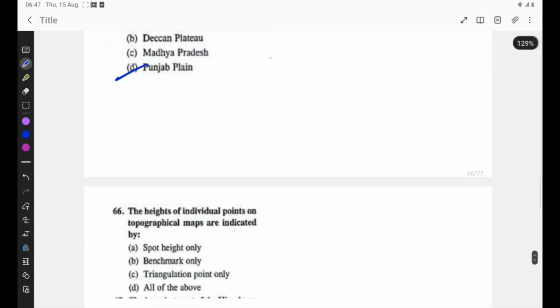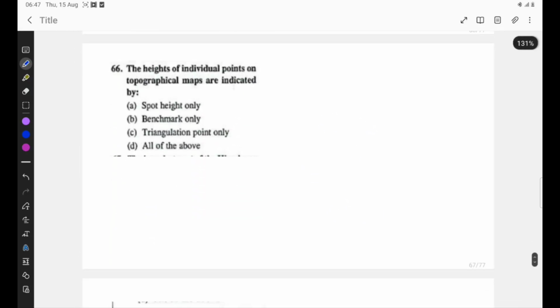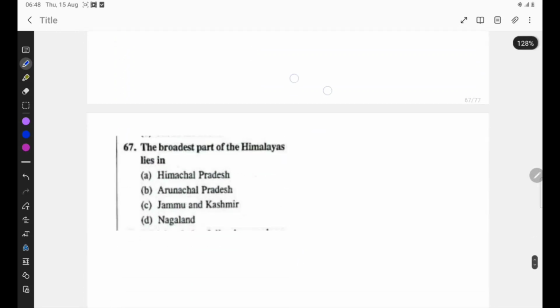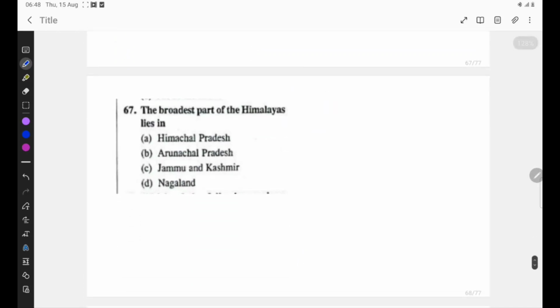The next question is, the height of individual points on the topographical maps is indicated by spot heights only, benchmarks only, triangulation points only, or all of the above. All of the above. The broadest part of the Himalayas lies in Himachal Pradesh, Arunachal Pradesh, Jammu Kashmir, or Nagaland. The right answer is option C.